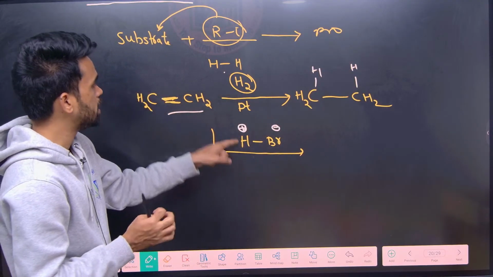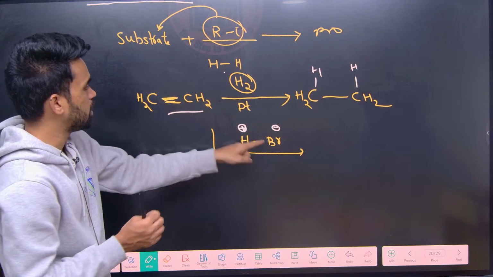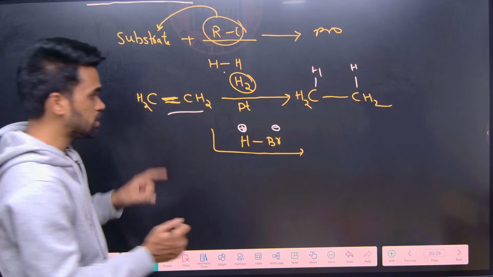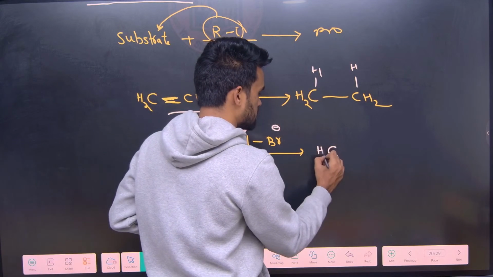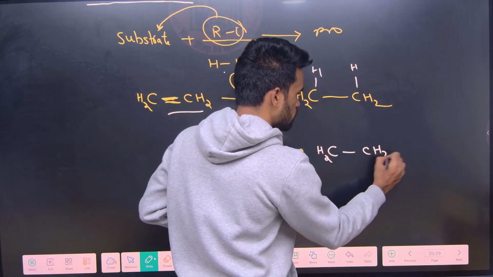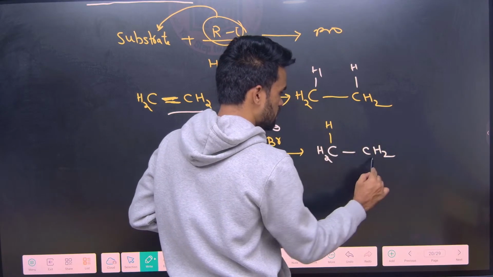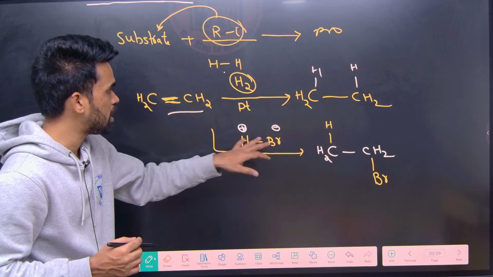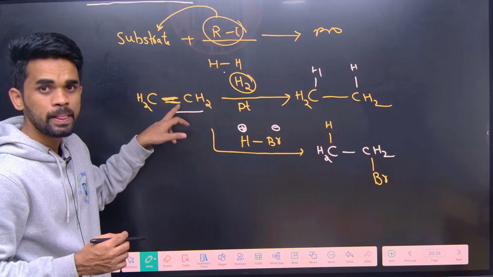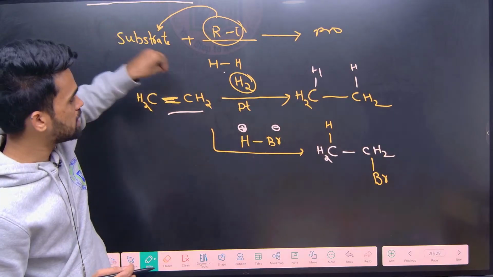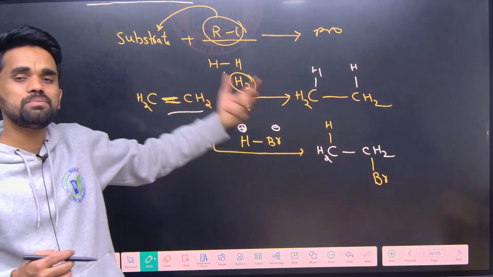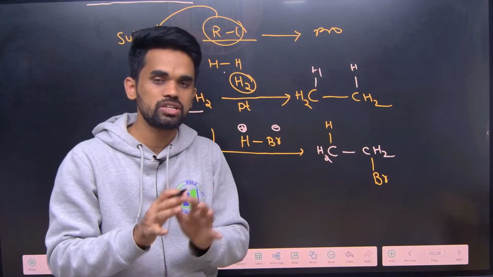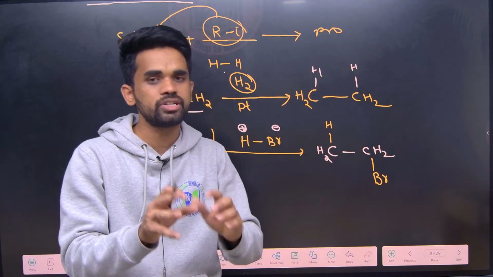So you add H+ on one carbon and Br- on the other carbon, so that you get a final product like this, CH2-CH2, with one carbon having H and the other carbon Br. So what you did, you added HBr across this double bond. It means you are just adding things to the substrate, then you can simply say it is an addition reaction. What is that reaction called? Addition reaction.